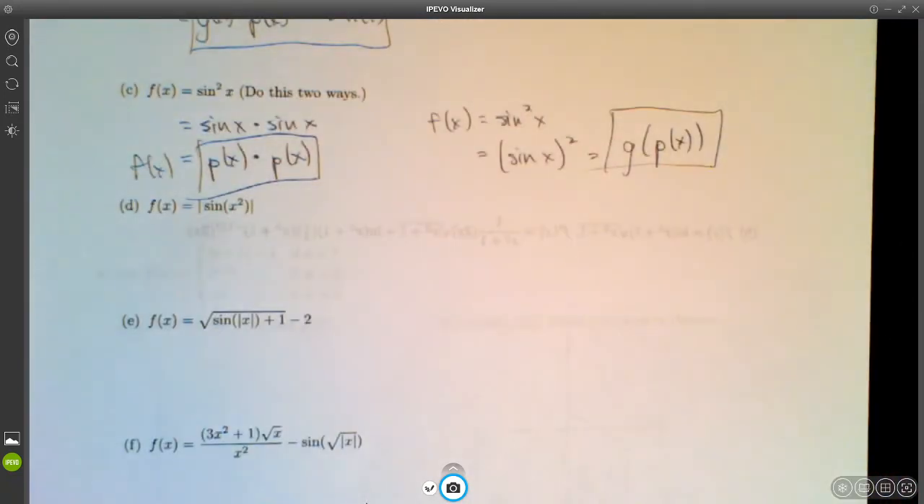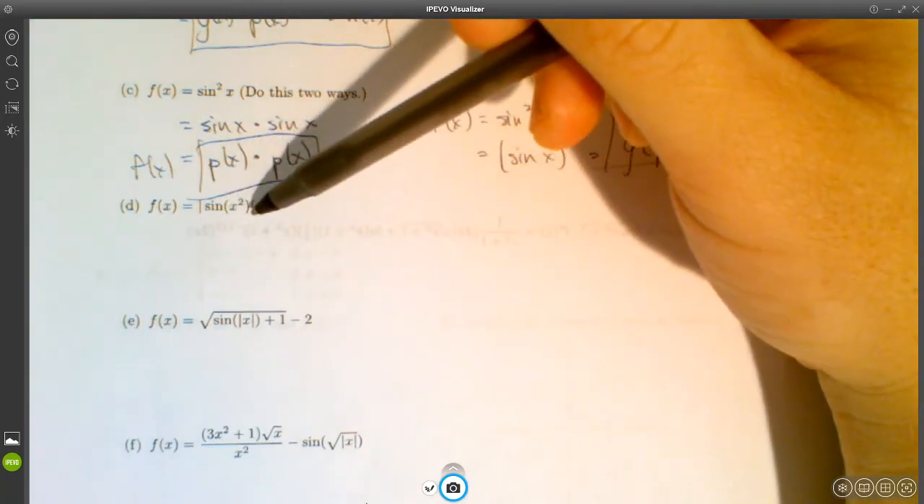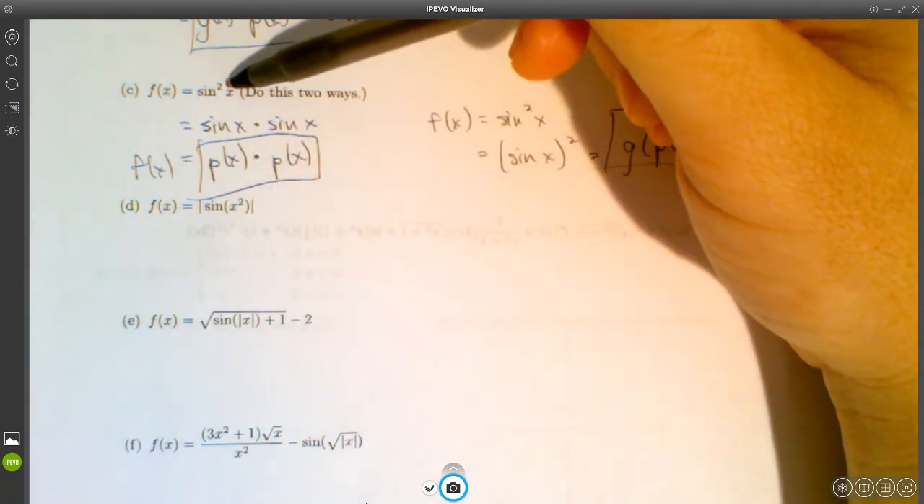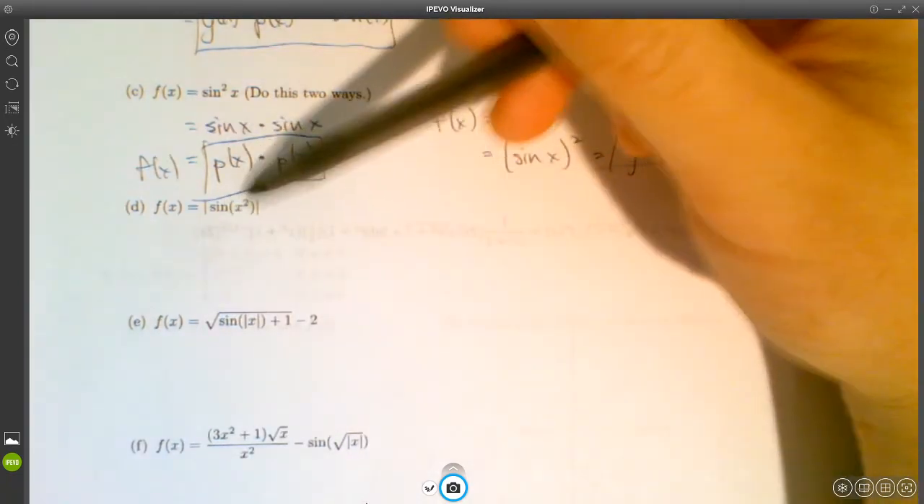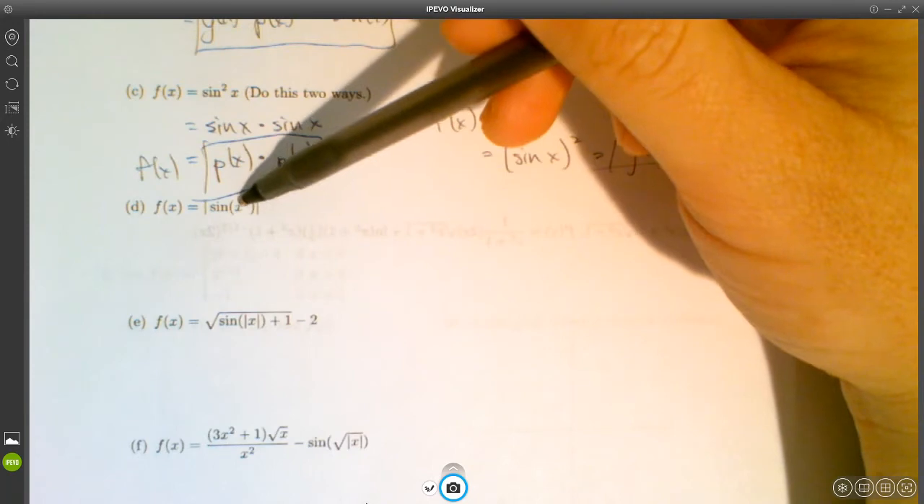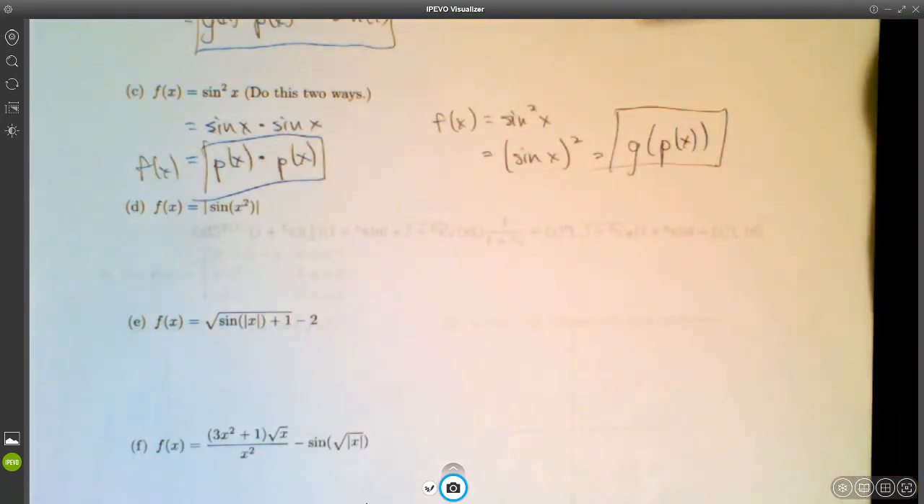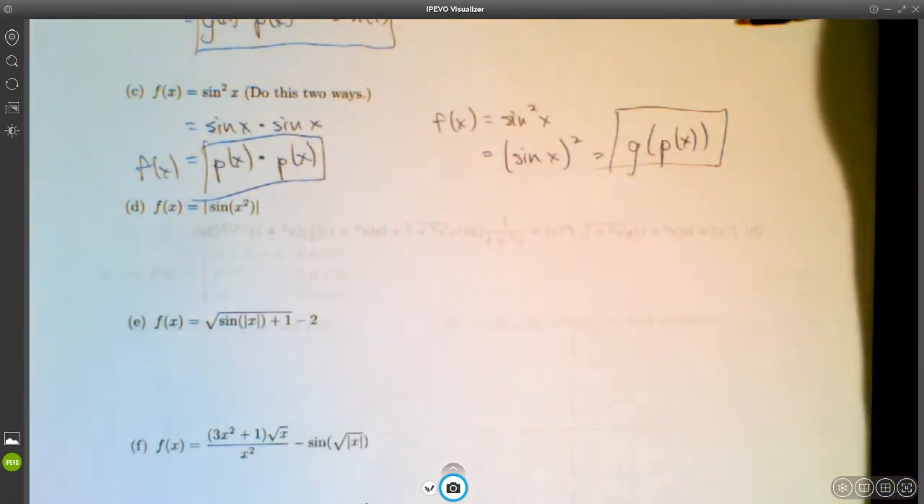Okay, part F, we have absolute value sine of x squared. Be careful now. Sine of x squared is not the same thing as sine squared x, right? This is not sine x squared, it's sine of x squared. You're squaring the argument, not the function value. So pause the video, see if you can do this one.